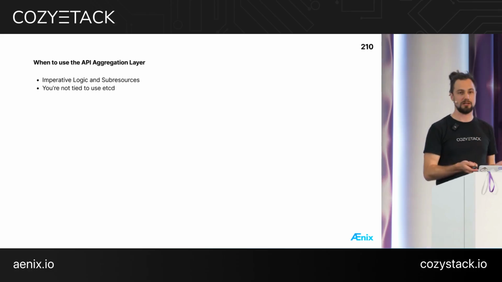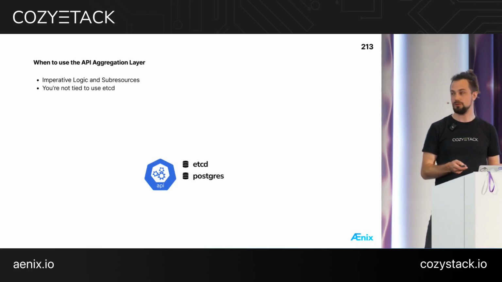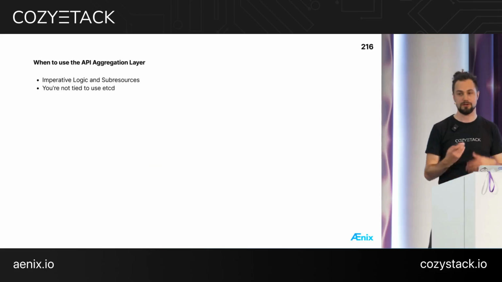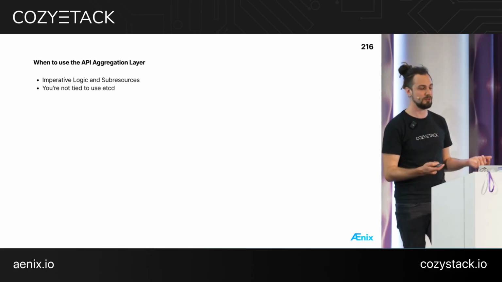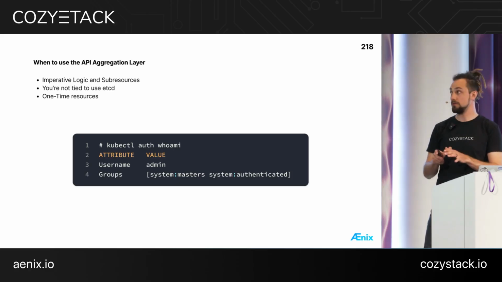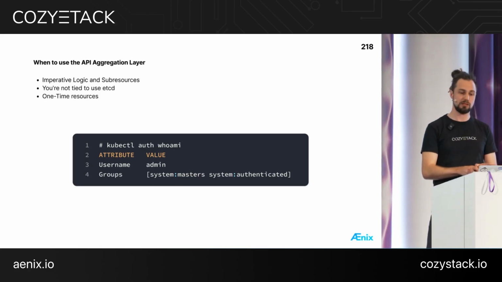With the aggregation API layer, you're not tied to using only etcd. You can use any backend you want. So you can use Postgres, you can store the data in Prometheus or any other storage you want. You can even implement your own storage if you want to. And there is also such a pattern as one-time resources in Kubernetes, which you can't list, but you can create.